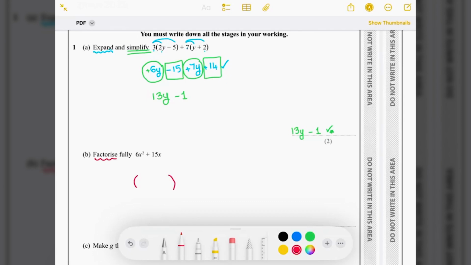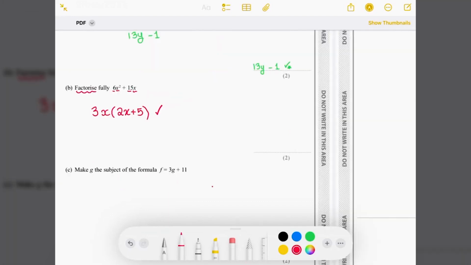So factorizing, a tip is you're going to be putting brackets. And on the outside, I write down anything that's common. So if I look at the 6 and 15, what number is common between 6 and 15? It's 3. And if I look at the letters x and x, x is common between both of them. So what do I times 3 by to get 6? That's 2. I've got an x here, but I need another x, so I need to put 2x. Now, what do I multiply 3x by to get 15x? 3 times 5 is 15, and there's already an x. So plus 5. So 3x brackets 2x plus 5.